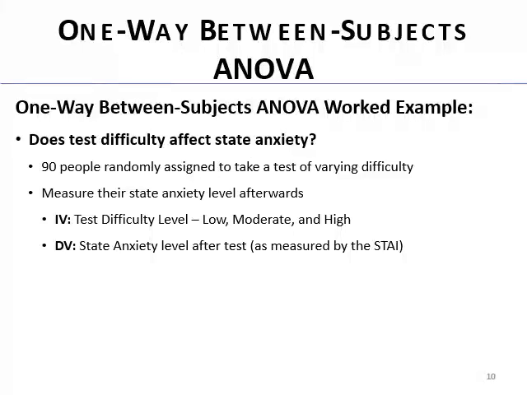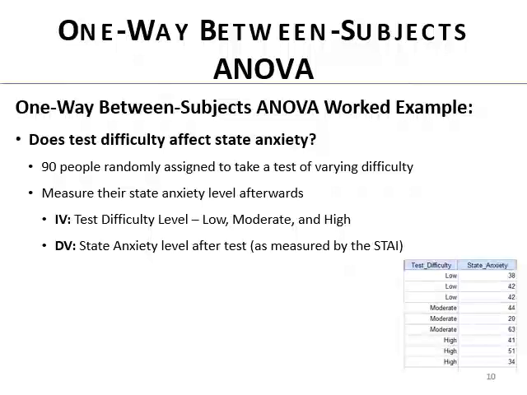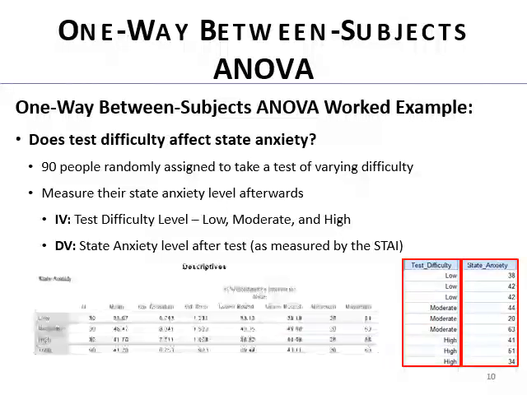After they take their respective tests, and it's a between subjects design because we randomly assign participants to one of those types of tests, we're going to measure their state anxiety level. We're going to use the State Trait Anxiety Inventory to do that, the STAI. This is what the data setup looks like in SPSS. It is the same as that for an independent samples t-test. You have one column for the independent variable, low, moderate, and high, but you know there are numbers behind those, like 1, 2, and 3, or 0, 1, and 2. And then there's a second column for the dependent variable, their state anxiety levels.